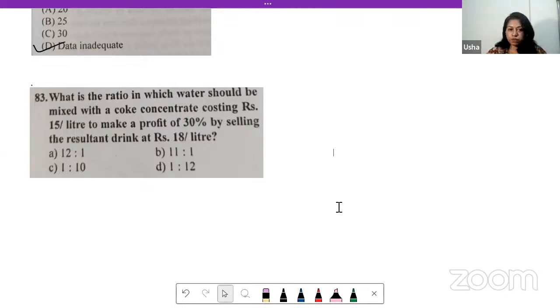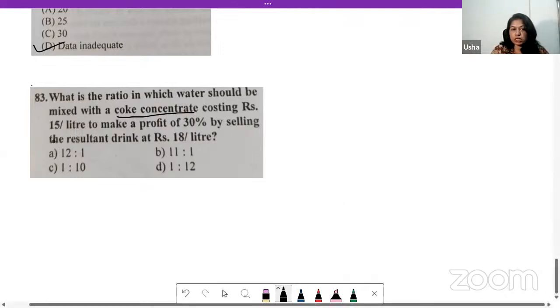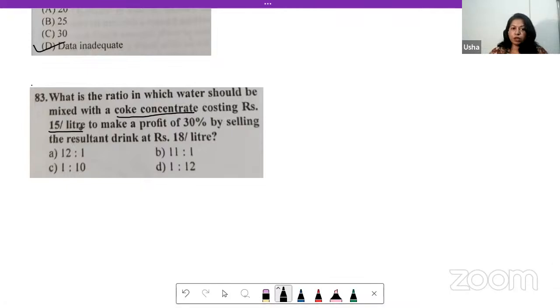What is the ratio in which water should be mixed with Coke concentrate costing rupees 15 per liter to make a profit of 30% by selling the resultant drink at 18 per liter? Understand the question carefully. Coke concentrate is purchased at 15 per liter. With this, we have to mix some water. Water, we are assuming, is free. We are mixing it.